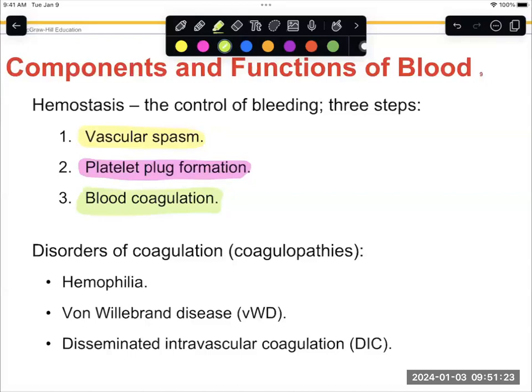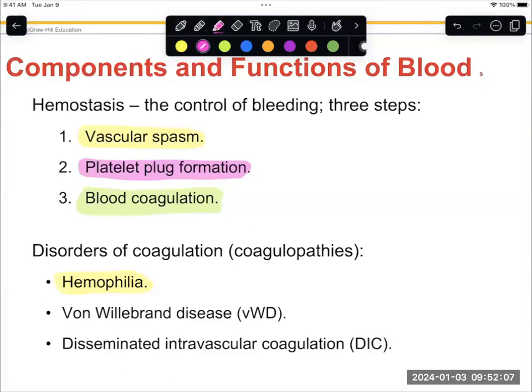So the different disorders of coagulation: hemophilia. Hemophilia is a deficiency in that clotting factor specifically. Hemophilia A is more common in males, and it's a deficiency of clotting factor 8. There are several different types of clotting factors. They're numbered out, so certain types of hemophilia only have to do with one specific type of clotting factor.